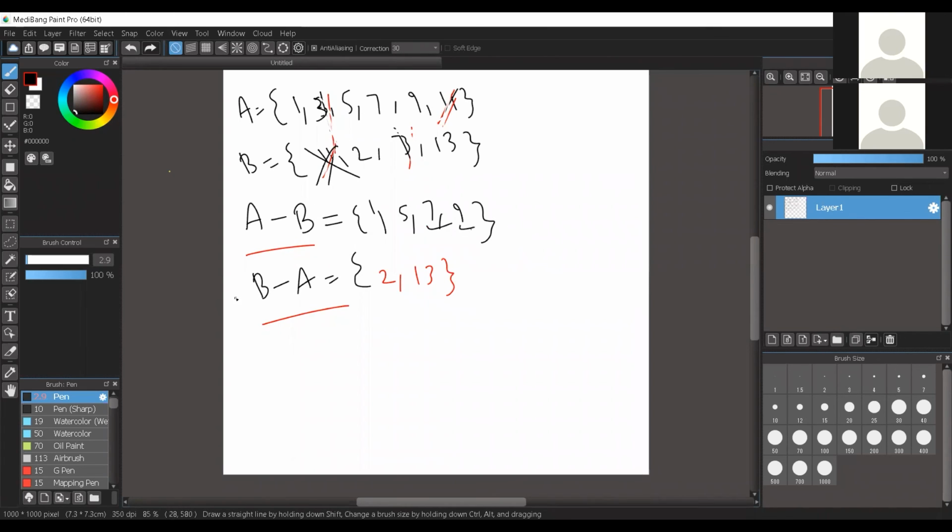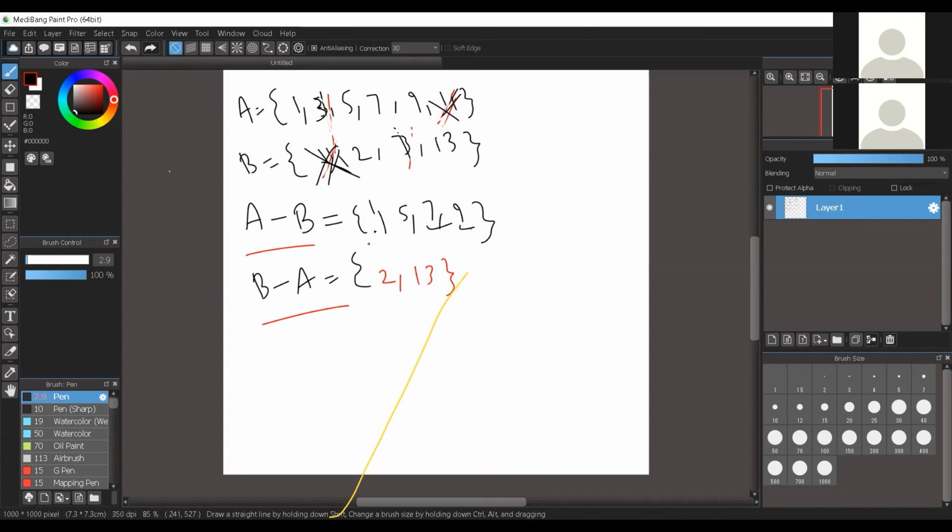Okay, the same thing goes for B minus A. But here, the similar elements present in A should be removed from B. In B, first here we have 11. Is it present here in A? Yes, it's present in A. So we're not going to write that.